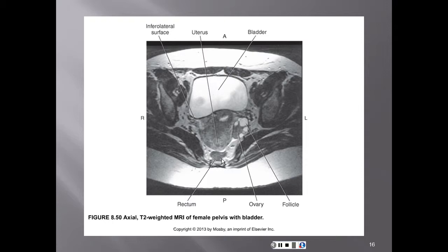So ultrasound isn't the only way to identify female pelvic anatomy. You have the rectum here. So we have the uterus, bladder, rectum. Rectum, uterus, bladder.